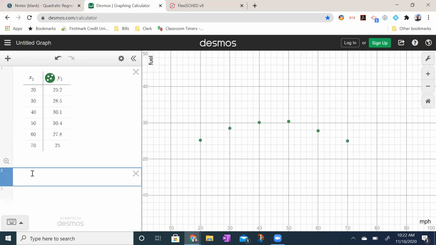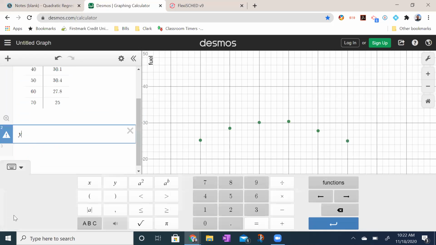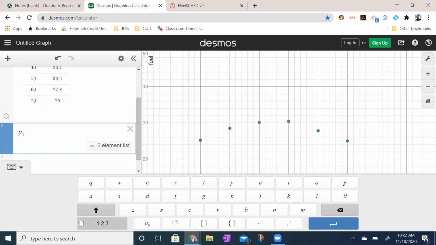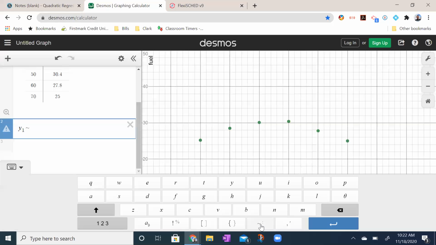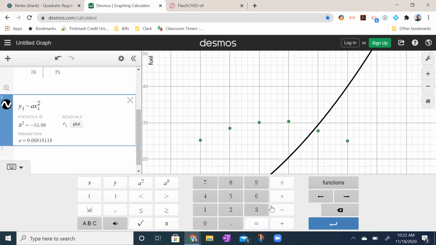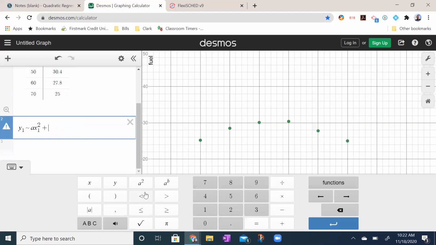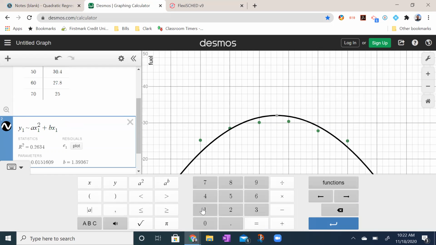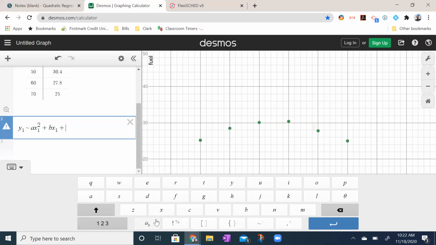All right, so Y, we've got to put a 1. Then we got to go to here and put in our tilde, and then we're going to have a x subscript 1 squared plus b x subscript 1 plus our c.